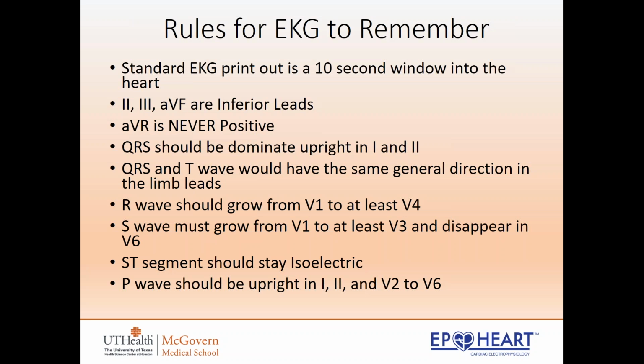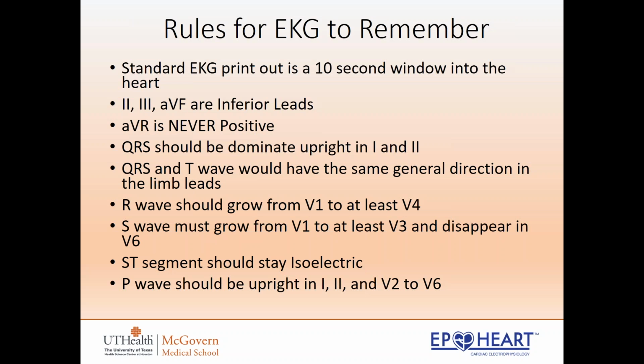The QRS and T waves should have the same general direction in the limb leads. And then you should have your R wave progression. The R wave should grow from V1 to at least V4. The S wave must grow from V1 to at least V3 and then disappear by the time it's in V6. Your ST segment should stay isoelectric.